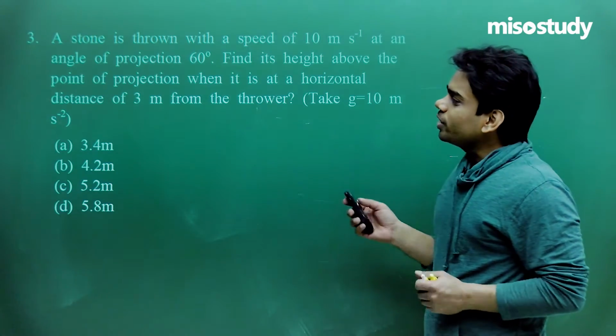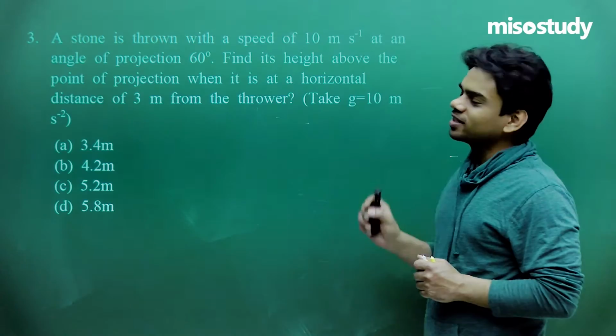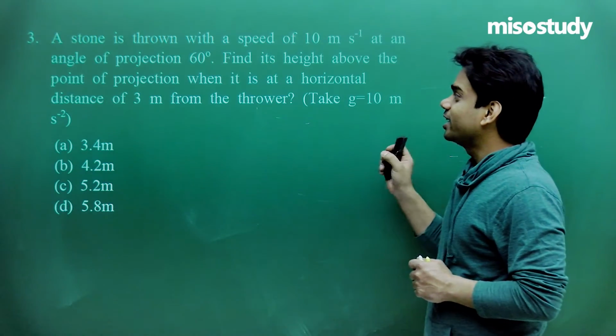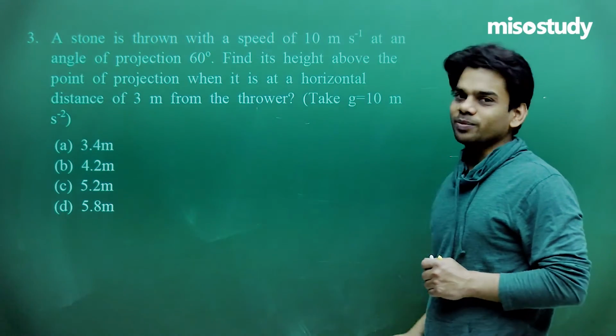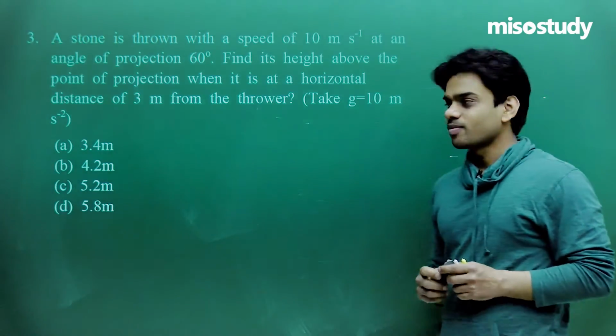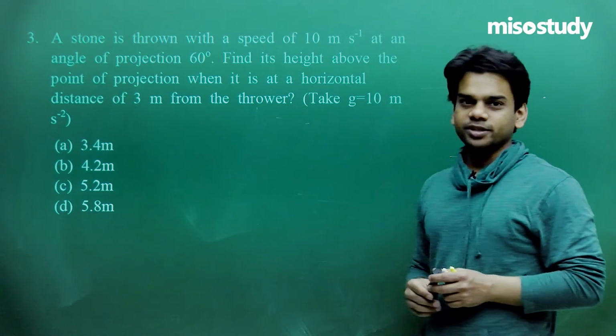Third: a stone is thrown with a speed of 10 meters per second at an angle of projection 60 degree. Find its height above the point of projection when it is at a horizontal distance of 3 meters from the thrower. Take g equals to 10 meters per second square. A 3.4, B 4.2, C 5.2, D 5.8.